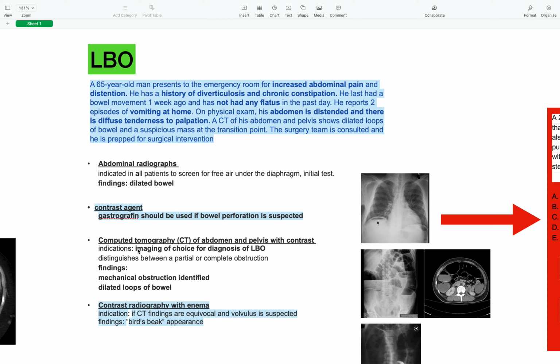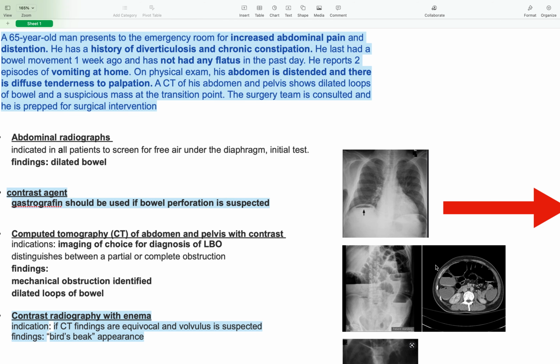Okay, the CT scan is the imaging choice for diagnosis of large bowel obstruction. It distinguishes between partial or complete obstruction, where you find a mechanical obstruction identified, like in this patient. The mass has been identified at the transition point. Dilated loops of bowel, like here. Okay, these are dilated loops of bowel.